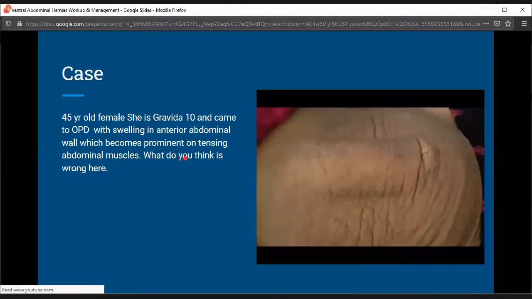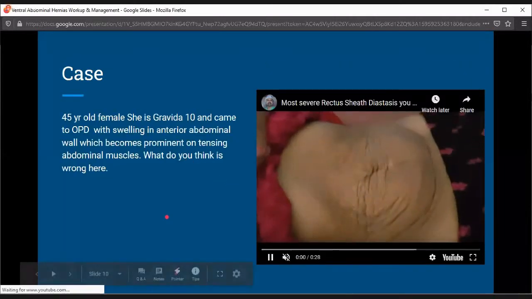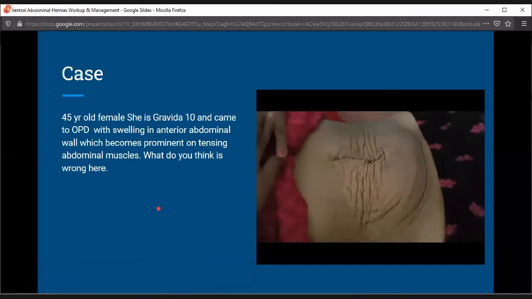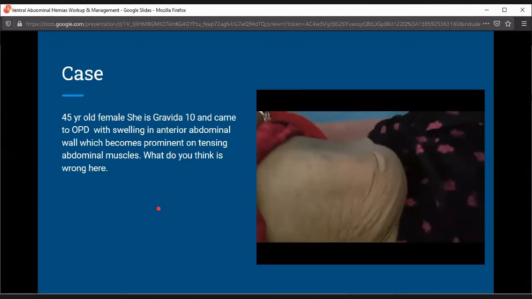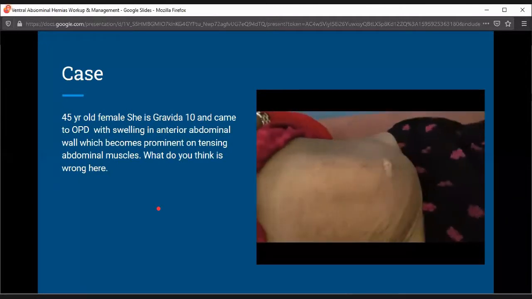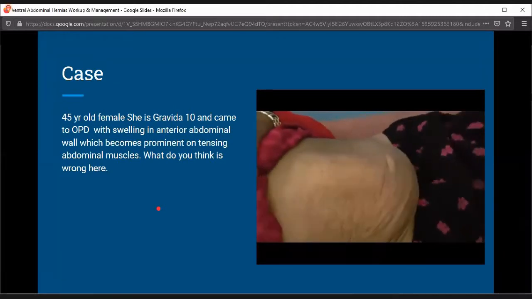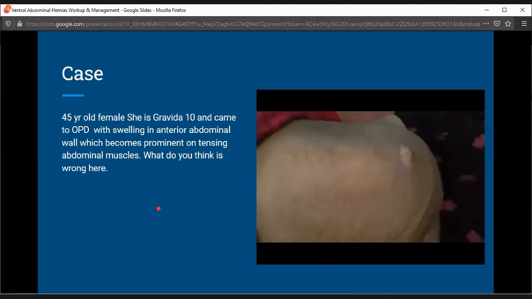Okay. So now we have another patient. This is a female. She's a 45-year-old female, and she is gravida 10. She had 10 kids, and she has come to the OPD with swelling in the anterior abdominal wall. Whenever she raises her hands or tenses abdominal muscles like coughing, raising her feet, you can actually see there is a huge bulge in the center of her tummy.